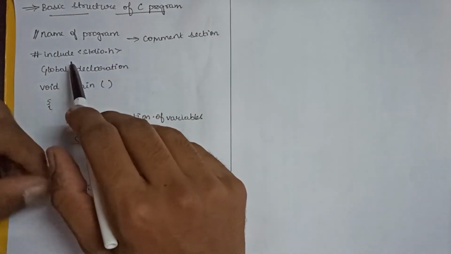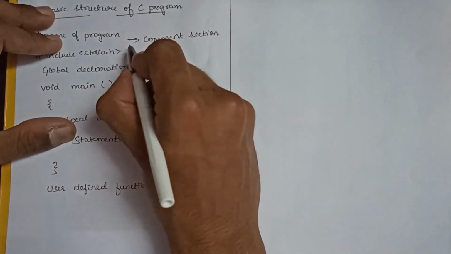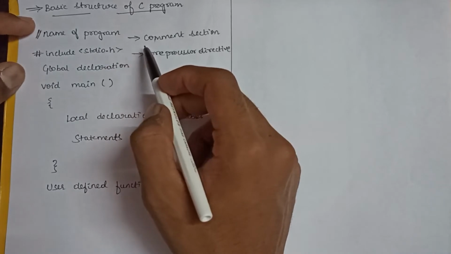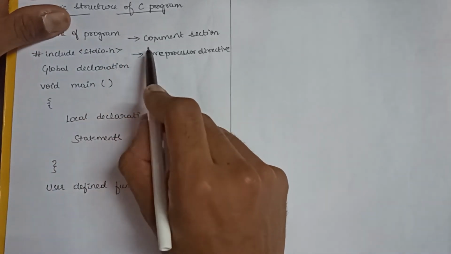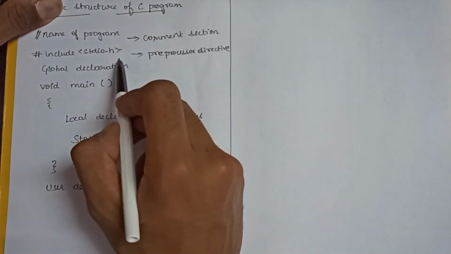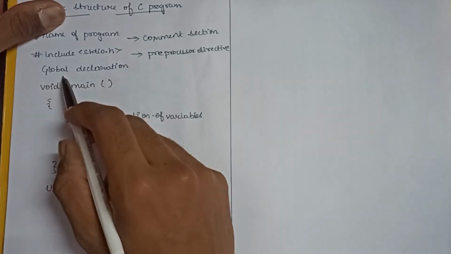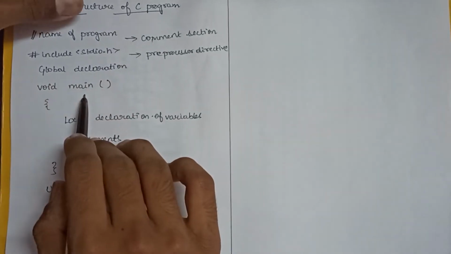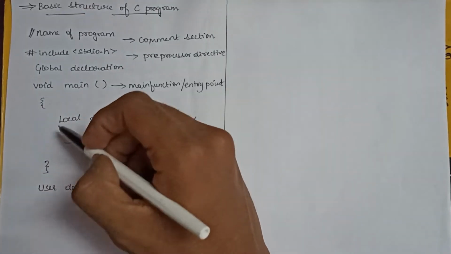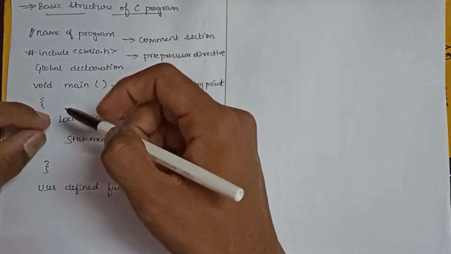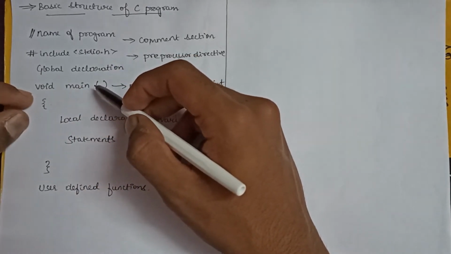Now next is the hashtag include stdio.h. So this is the preprocessor directive and stdio.h is a header file. We'll look at it deeply in a further part of this video. For now it's enough for you guys to know that it's a preprocessor directive and this line is really essential in all of your programs. Next comes the global declaration and after that comes void main. This is the main function or the entry point of the program. Then come your braces, okay? So whatever is present inside the braces will be part of the main function.